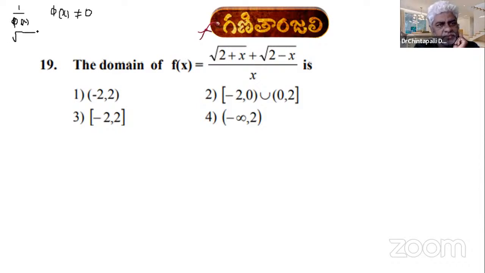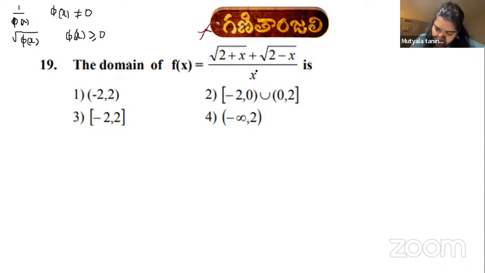Another formula: root of phi of x. Phi of x is greater than or equal to 0, right? First of all, 1 by x is there. That means x not equal to 0. So in the final answer, don't forget to remove 0 from the final interval. Now talk about the first part.